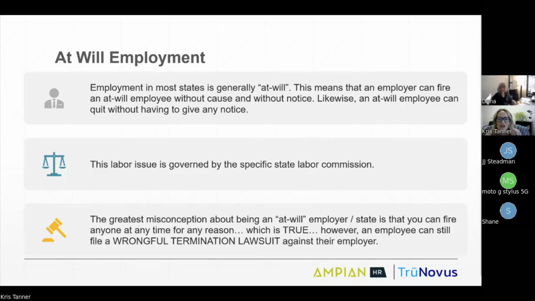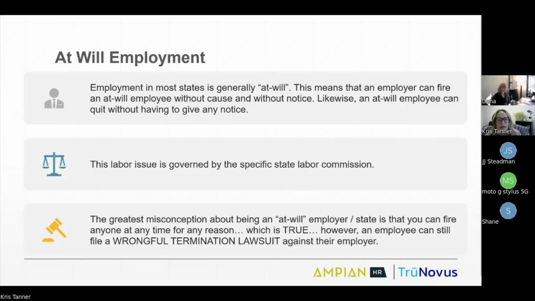I want to do a brief overview of this important labor language, because while many people feel like they understand it, if they don't have a full picture, it's confusing. And that's why it's important for your employees to understand the at-will relationship, and why it's so important for that language to be included in your handbook.